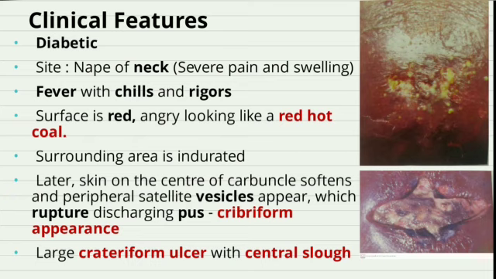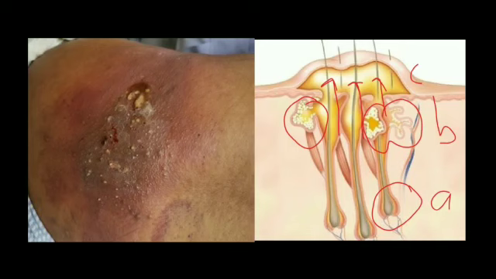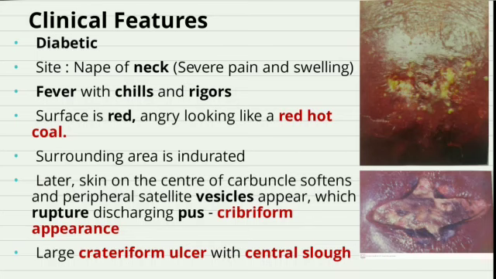Later, skin on the center of the carbuncle softens and peripheral satellite vesicles appear, which rupture, discharging pus, giving the cribriform appearance. So what actually happens is, in the pathology we studied, multiple abscesses open to the outside. These form multiple pus-filled vesicles. They will rupture and give rise to the cribriform appearance. And later on, all these multiple vesicles together will form a large crateriform ulcer with central slough. You can see in the second picture, central slough formation.